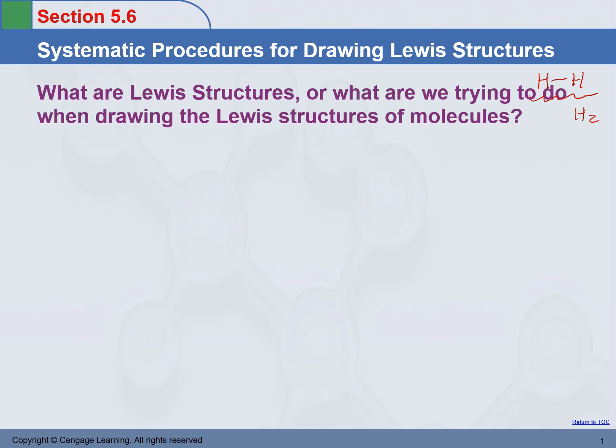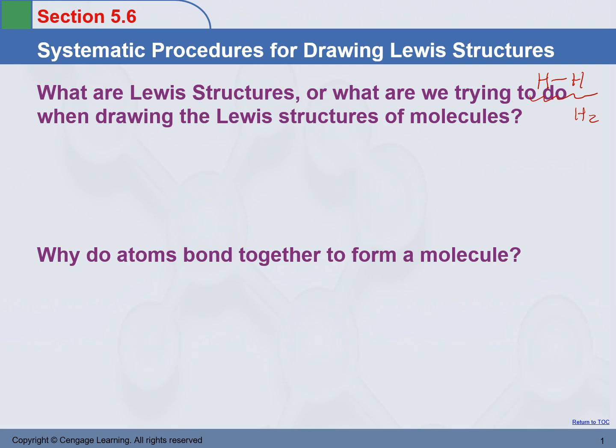But that answer is a little too vague. It doesn't give us a clear, detailed picture of what we are trying to do. So we will come up now with a more precise description of Lewis structure. But before that, let's answer a couple more questions. First of all, why do atoms bond together to form a molecule? Good job. Become more stable. Octet rule. Atoms want to get 8 electrons in their outermost shell to become more stable. That's why they form a molecule.